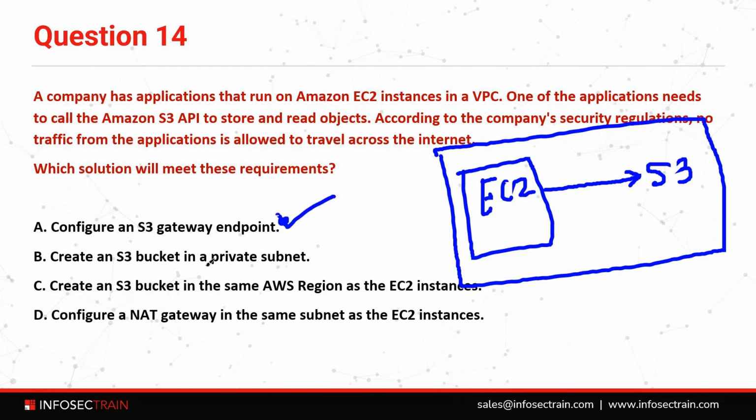Okay, another thing is the S3 bucket in a private subnet. I just mentioned to you, you do not define the respective S3 bucket in any of the subnets. So you cannot place an S3 bucket in a private subnet. It's a global service. Fine, correct. Okay, create an S3 bucket in the same AWS region as the respective EC2 instance, right?